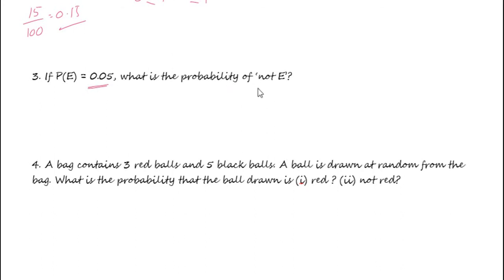If probability of an event E is equal to 0.05, what is the probability of not E? We said the probability of not E is equal to 1 minus probability of the event, that is 1 minus 0.05, that is 0.95. This is the probability of not E.